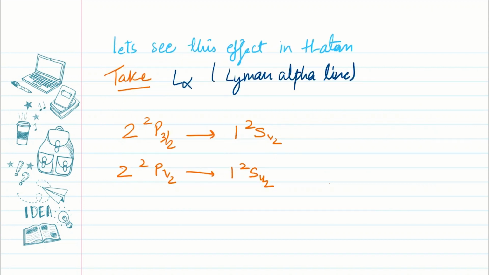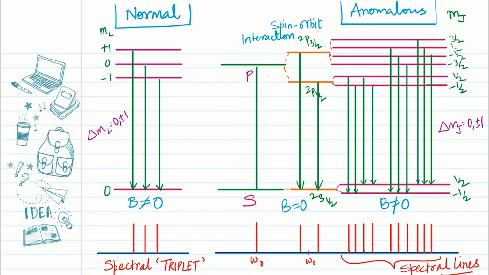Let's take the Lyman alpha line. This Lyman alpha line is going from n equal to 2 to n equal to 1. We are seeing the hydrogen atom. So this is a P to S transition. Let's see the diagram. We have P and S.